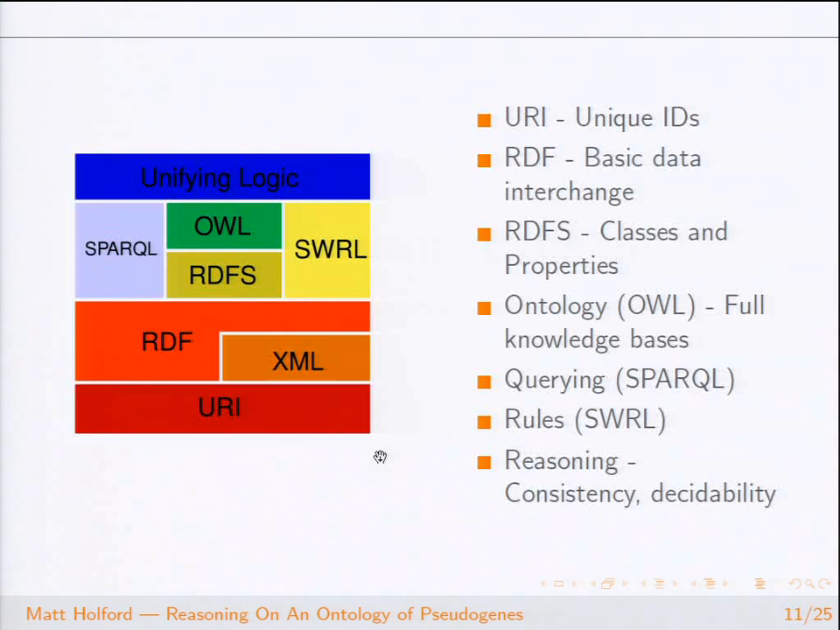So I just want to have a brief run-through of this web stack. The base is the uniform resource identifier. These provide unique IDs for any findable space, which are based upon resolvable addresses on the web. RDF, the Resource Description Framework, provides a language for describing terms. It's formed of triples: subject, predicate, object, and it's typically serialized as XML or N3.